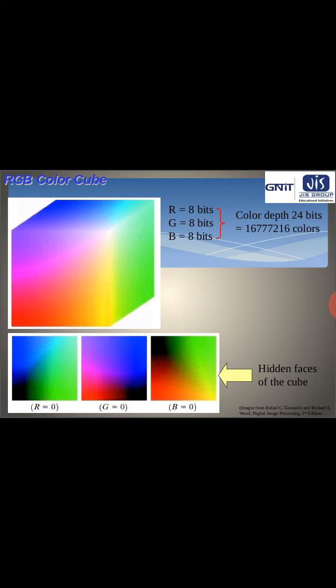Now here again we can see the color depth of 24 bits. Here R equals 8 bits, G equals 8 bits, and B equals 8 bits. The values R equals 0, G equals 0 and B equals 0 are represented at the hidden face of the cube, and we can also see the total color depth is 24 bits, which is equivalent to 16,777,216 colors. So in the color cube model we can represent these 16,777,216 colors.